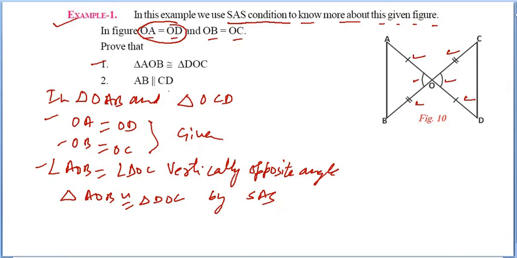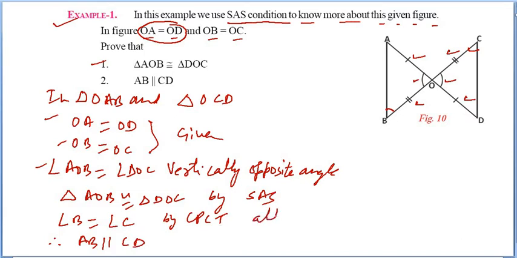How can we say AB is parallel to CD? This angle and these angles are equal. Angle B is equal to angle C by CPCT. Hence, AB is parallel to CD, because these angles are alternate interior angles.